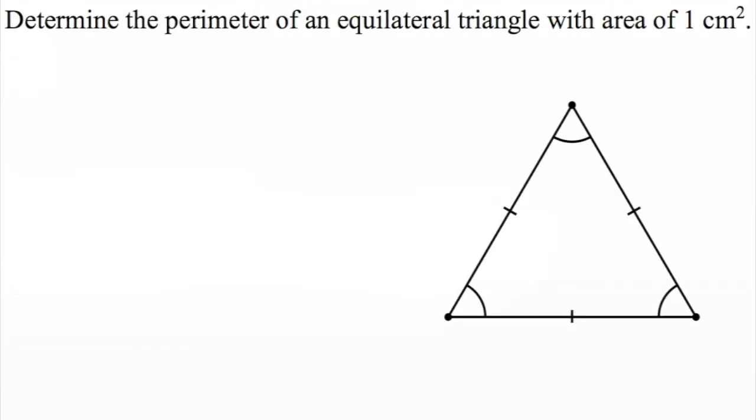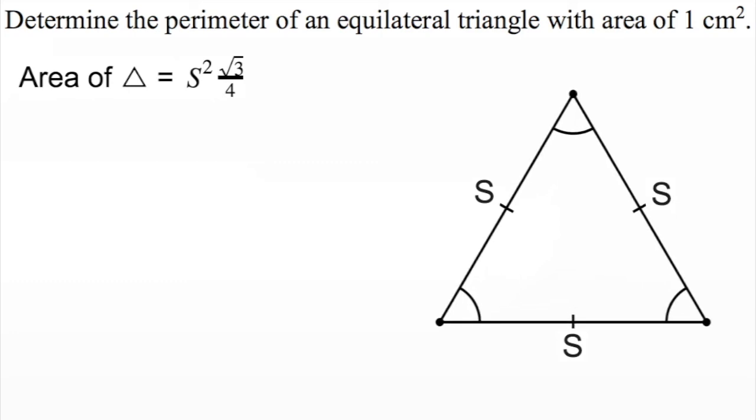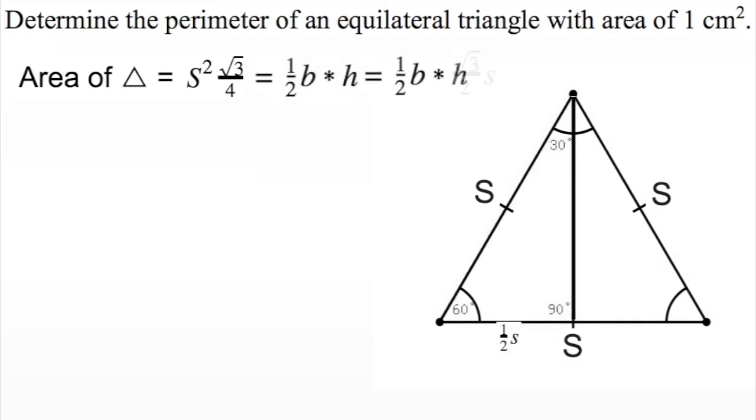Okay, so we want to determine the perimeter of an equilateral triangle with an area of 1 centimeter squared. You know that the area of an equilateral triangle with side s would be s squared root 3 over 4, because an equilateral triangle has 3 equal sides and 3 equal angles, and if you draw an altitude to one of the bases, you get a 30-60-90 triangle, which means the height is equal to root 3 over 2 times the base s, and as such you can get that the area is s squared times root 3 over 4.